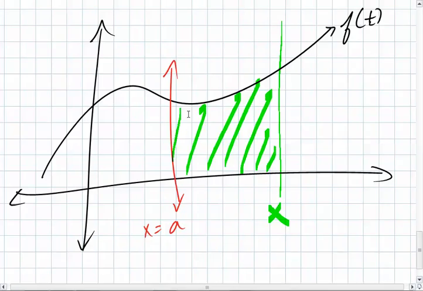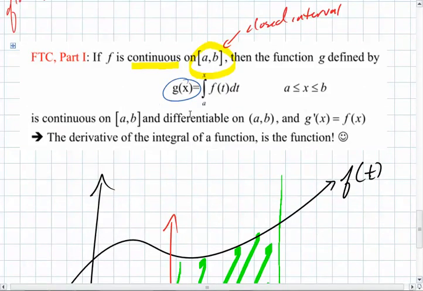But the big important part for FTC part 1, fundamental theorem of calculus part 1, is right here. So I just said that g is continuous and the derivative of g of x is f of x. The derivative of g of x is f of x. What this tells you is the following. The derivative of an integral of a function is the what?